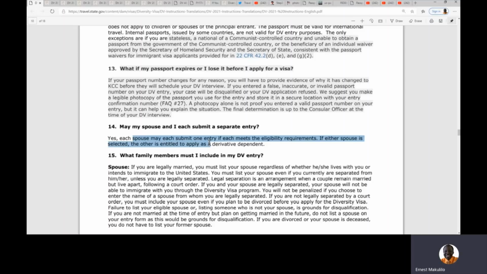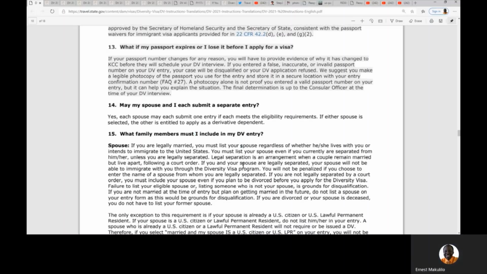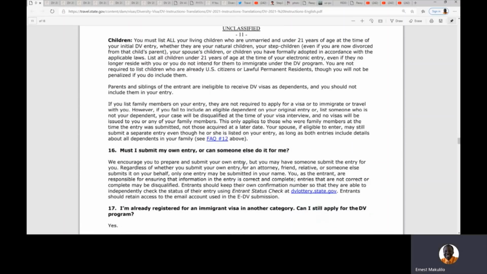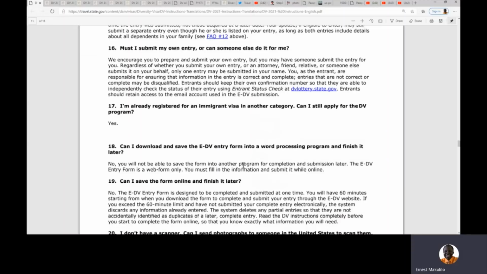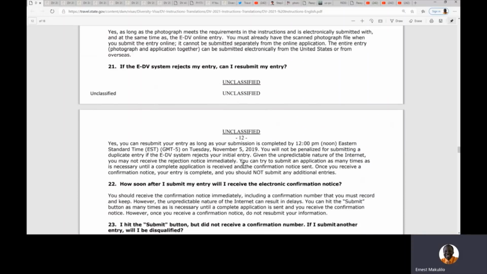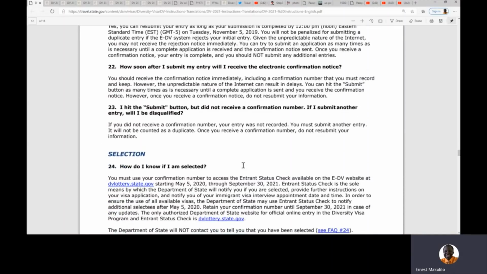The dependents, the spouse, the person who is coming underneath, whom we call a derivative dependent, do not need to have a passport to be included. So those are some of the things they are going to explain about children and everything. The application is online.